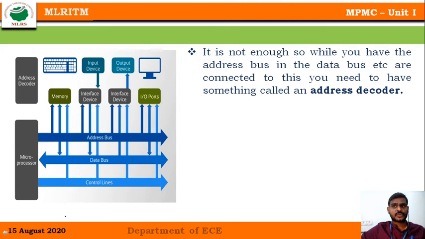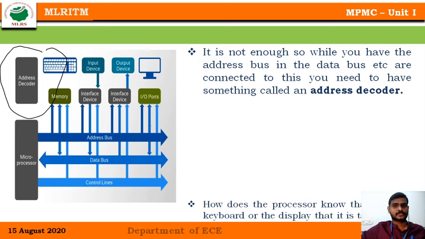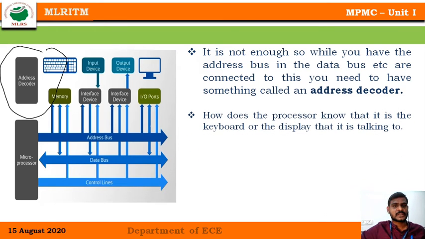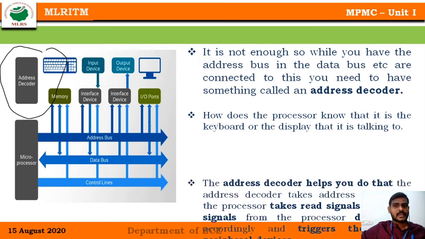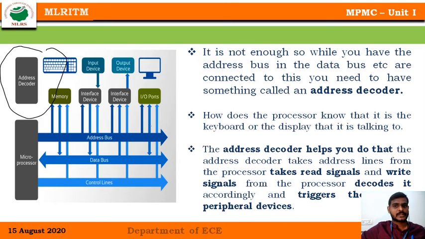But that is not enough. Connecting the address bus and data bus, you also need something called an address decoder, shown here. To interact with the outside world, memory units alone are not sufficient; it requires an address decoder also. How does the processor know whether a keyboard or a display is being talked to? The address decoder helps do that.